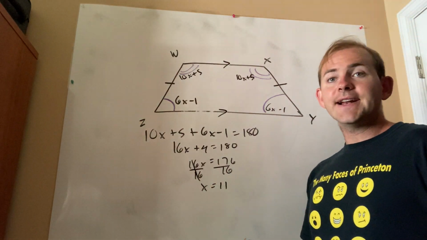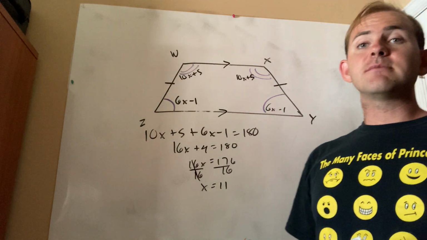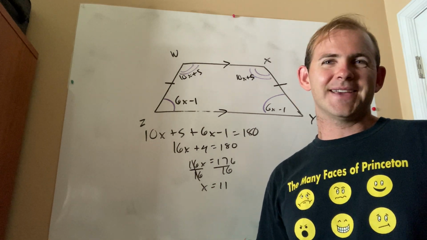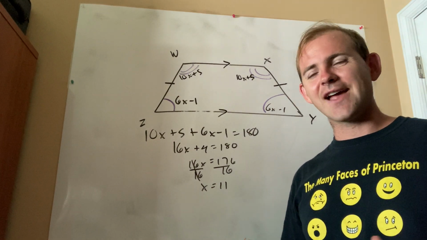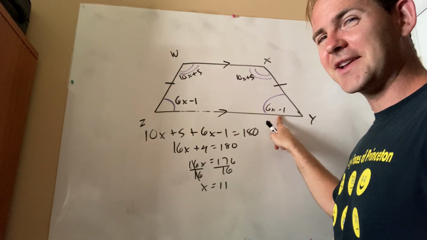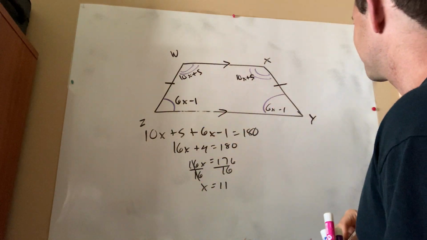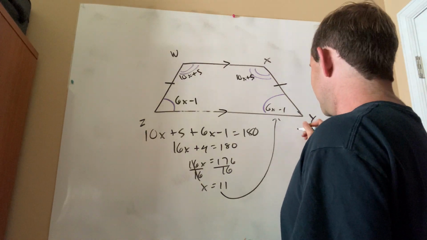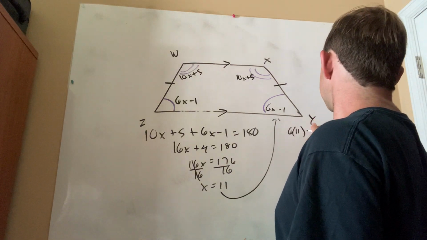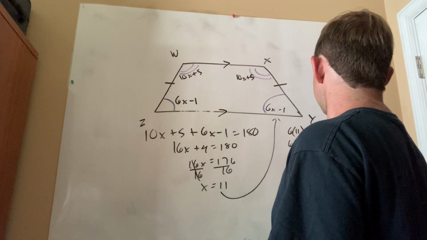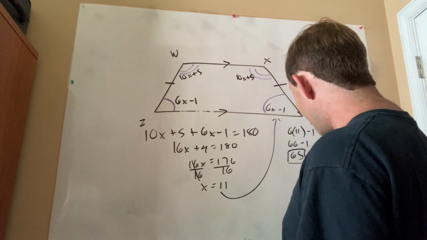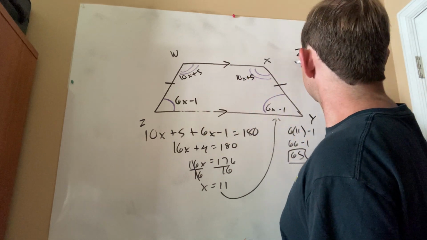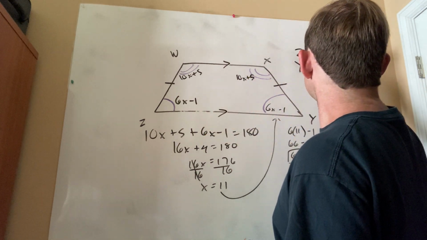Now, of course, they didn't actually ask me for that. They asked me for the measure of each angle. Well, guess what? For this, I really only have to plug in twice because I know that the angles repeat. Like this one and this one are the same, and this one and this one are the same. All right? So just because I feel like it, I'll plug in over here first. So 6 times 11 minus 1. 66 minus 1 gives me 65. That means that this over here is also going to be 65. So both z and y are 65.